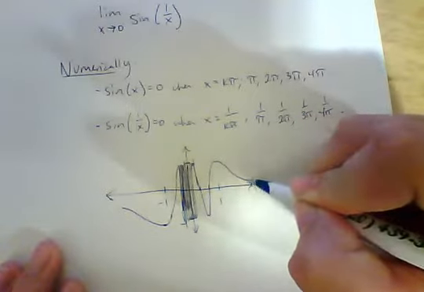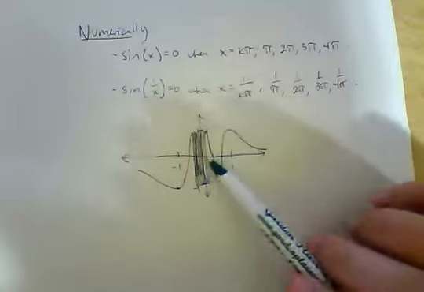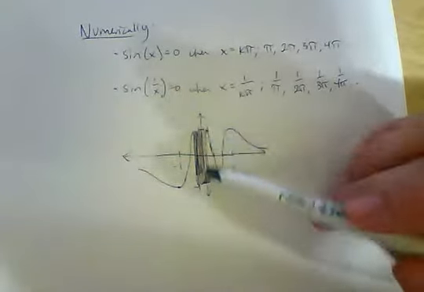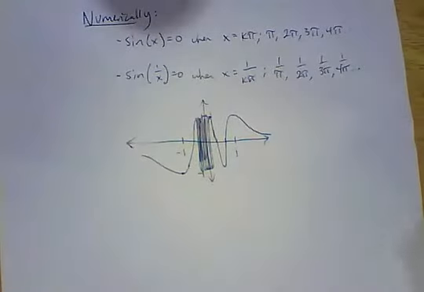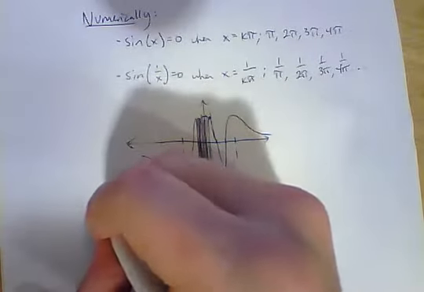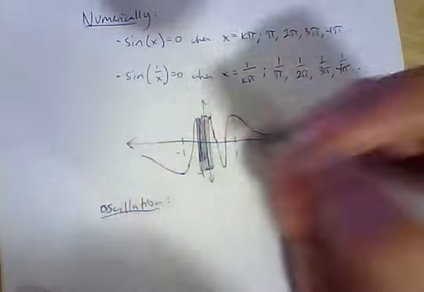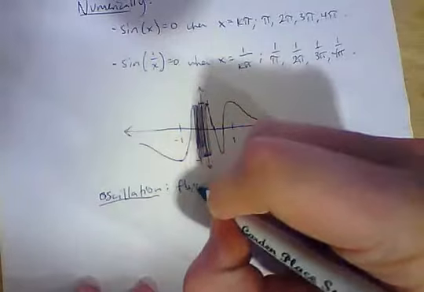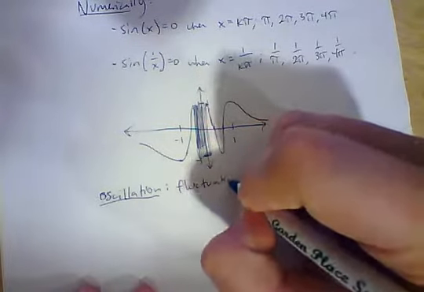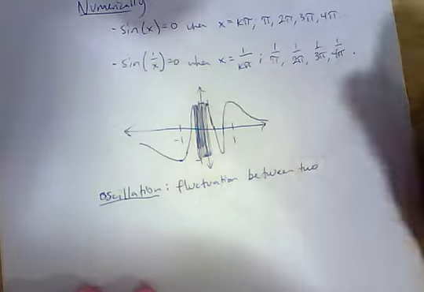And then we come back around. And what it's called when our graph does this, when it goes up and down, up and down, up and down, it's called oscillating behavior. So let's actually define that formally. Oscillation just means fluctuation between two values.